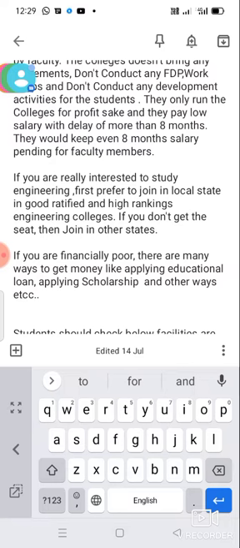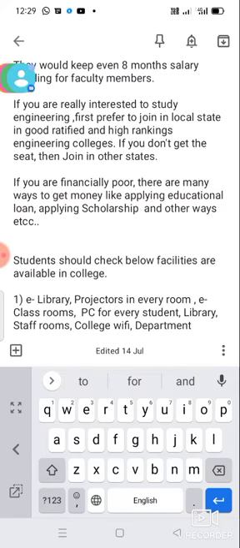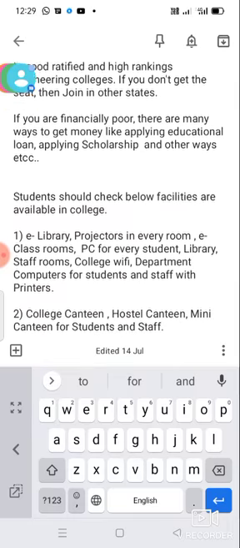If you don't get the seat, then join colleges in other states. Suppose you are financially poor, there are many ways to get money, like applying for an education loan, applying for a scholarship and other ways. So before joining an engineering college, students should check the below facilities that are available in the college.